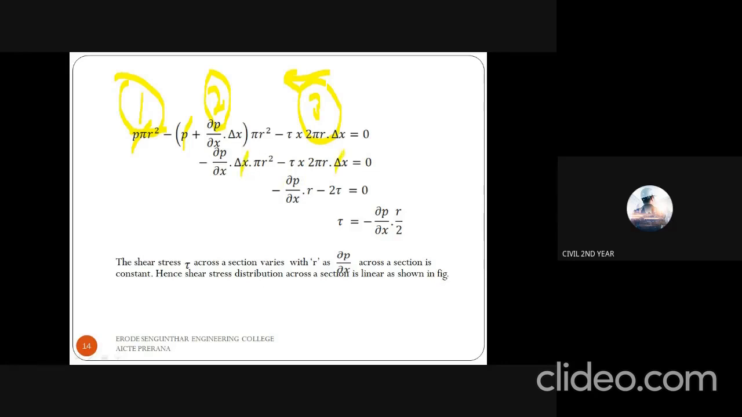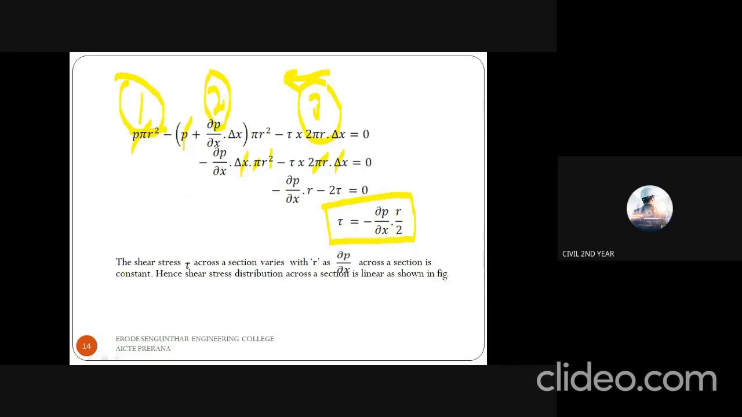So dx will be cancelled, then pi R, here our pi R is also cancelled. So minus ∂P/∂x into R minus 2 tau will be remaining, equal to 0. So keep tau on the left-hand side. So tau is equal to minus ∂P/∂x into, bring the 2 to the denominator. So finally you will get it in terms of shear stress. So tau is equal to minus ∂P/∂x into R by 2.